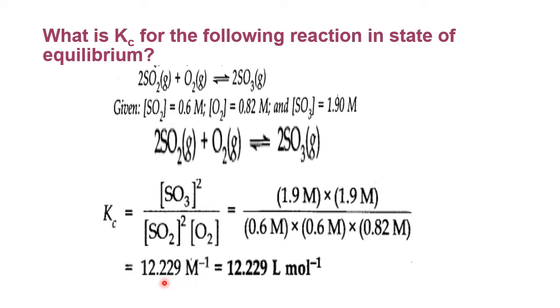12.229 per mole. So this is actually all in liter per mole. If you simplify and make it inverse, what do we get? Liter per mole. So Kc equals what? 12.229 liter per mole. This is molarity. That's why it is called liter per mole.